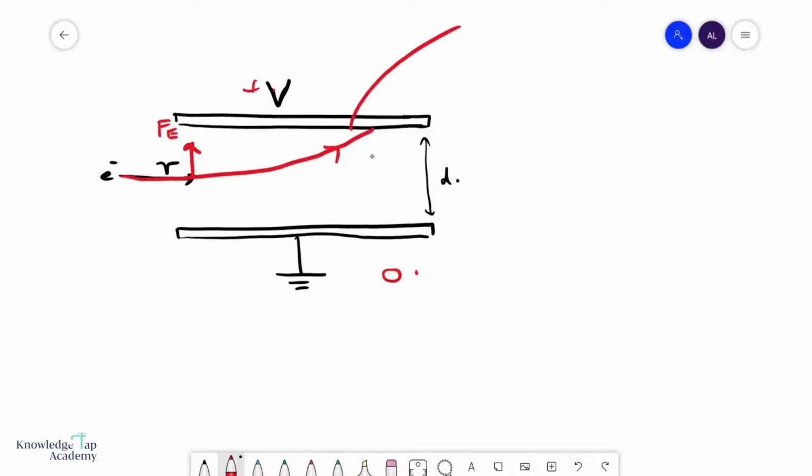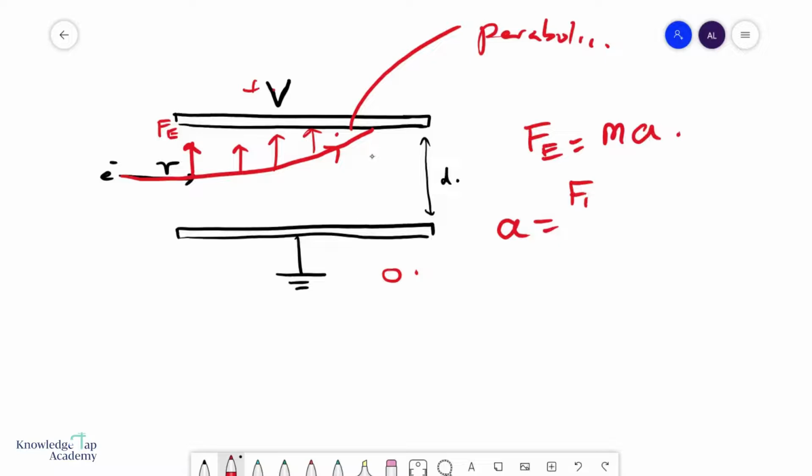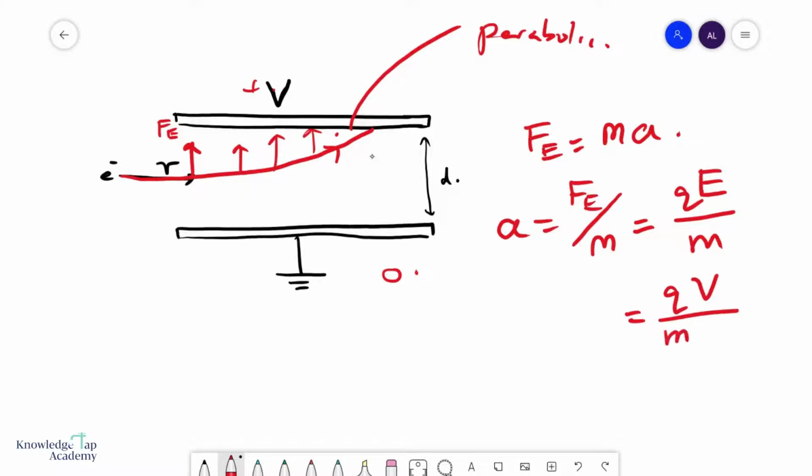And in fact, this is a parabolic path because the force always stays the same no matter where you are, because the field is uniform. So we can always calculate this electric force using ma, the mass of your charged particle times a. And so the acceleration of this particle is the electric force over m, which we know is the charge of the particle times the electric field strength over m. And as we have seen, the electric field strength is simply the potential difference V over the separation of the plates d.